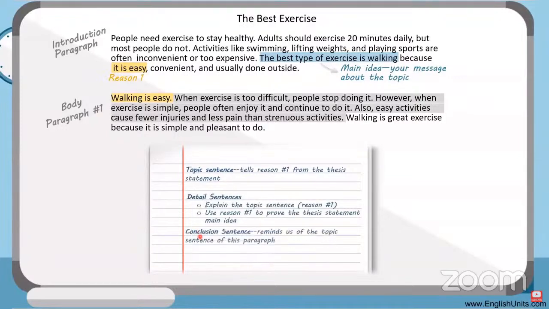The last sentence in body paragraph 1 is the conclusion sentence, and this sentence reminds us of the topic sentence of the paragraph. Walking is great exercise because it is simple and pleasant to do. Do you see how this sentence is a little similar to the topic sentence, walking is easy? But remember, in an essay, you can never write the same sentence exactly the same 2 times. You have to change the words a little bit.